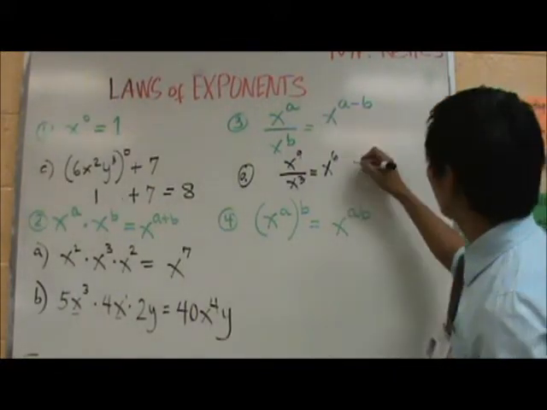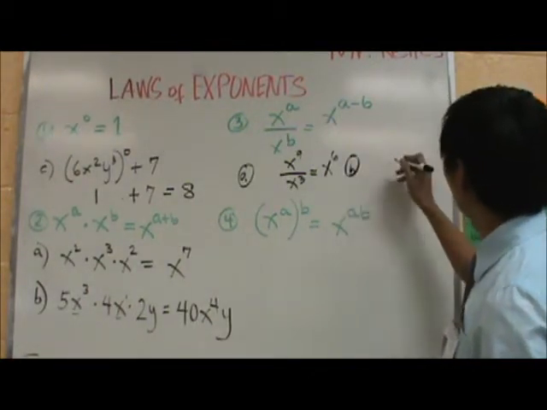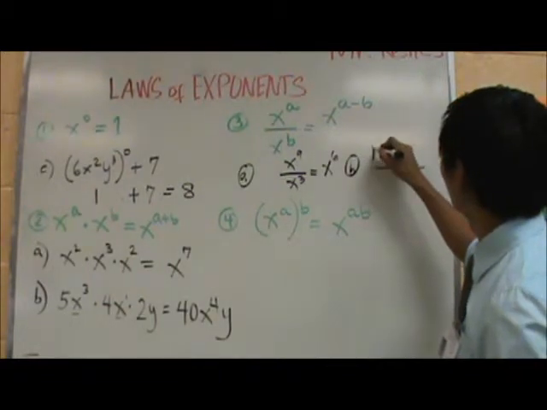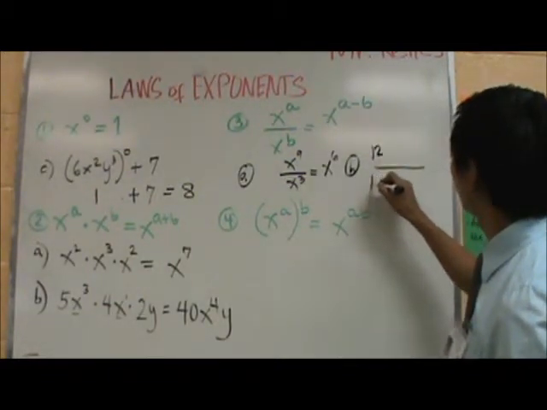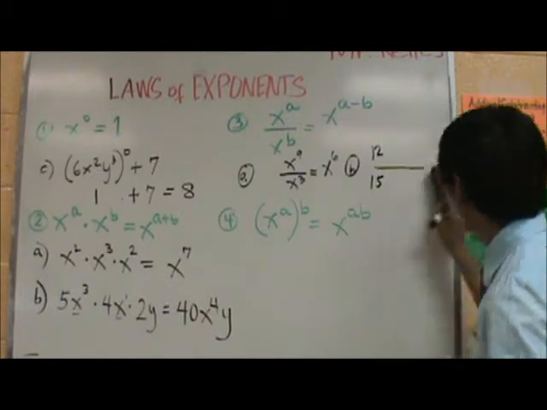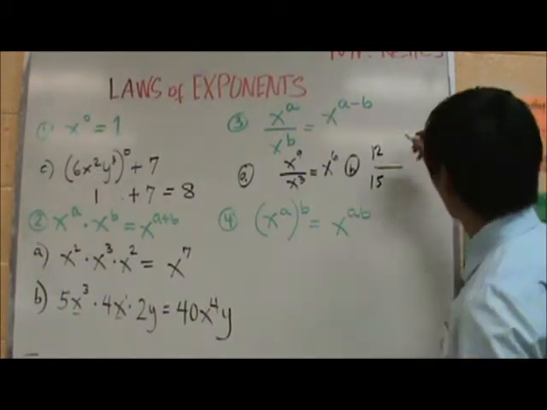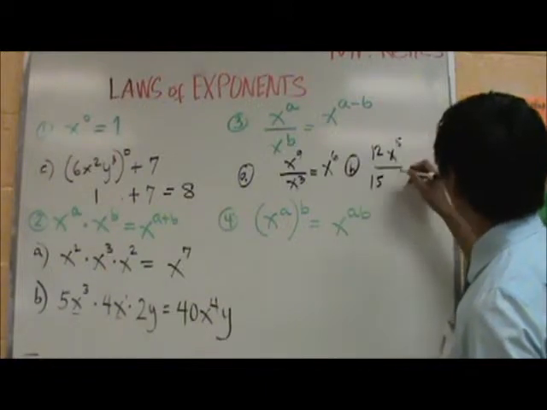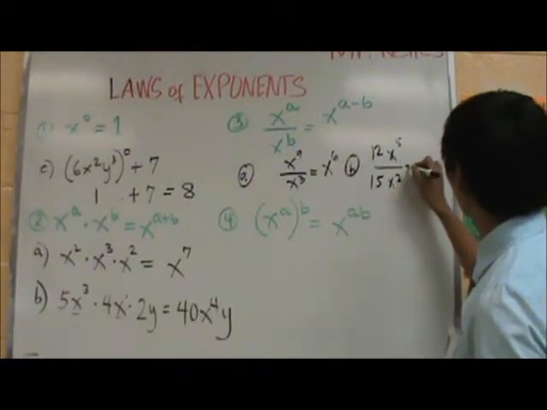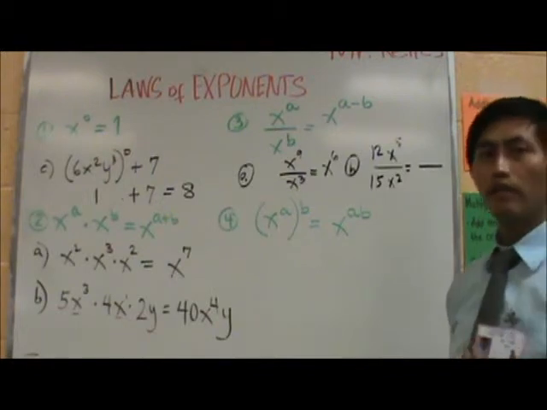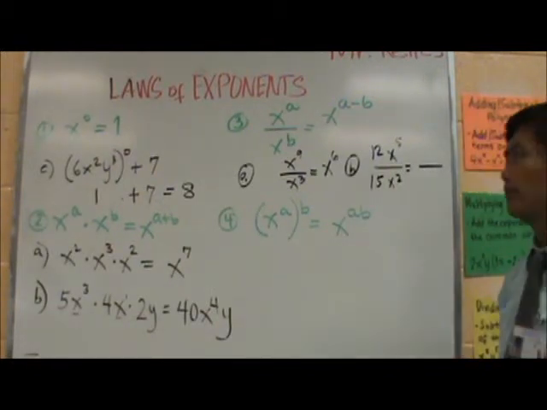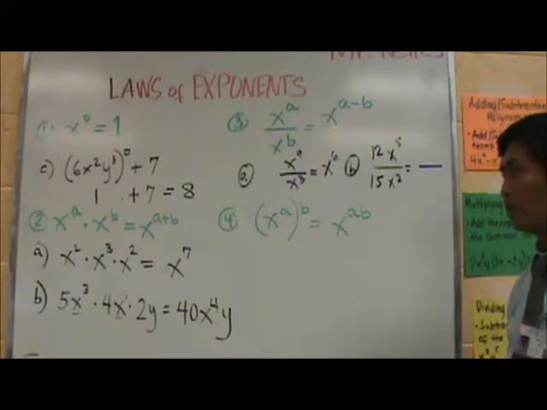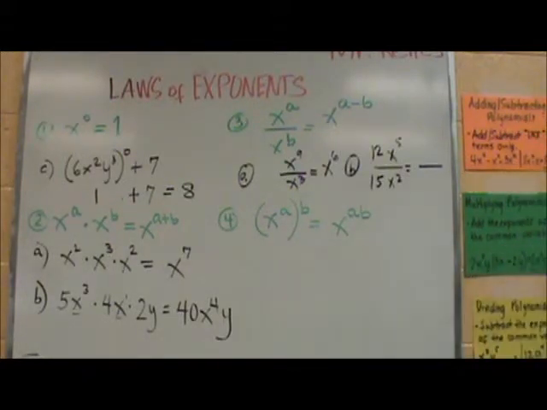Okay? Now for B, how about if you have 12 over 15, and you have x to the 5th power over x to the 2nd power. Now, to get the lowest term of this, think of a number that can divide both 12 and 15, or using your calculator, your TI, what is it?